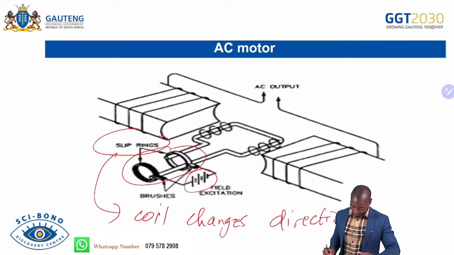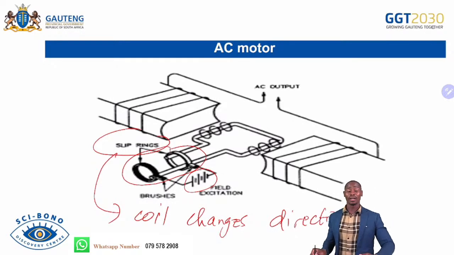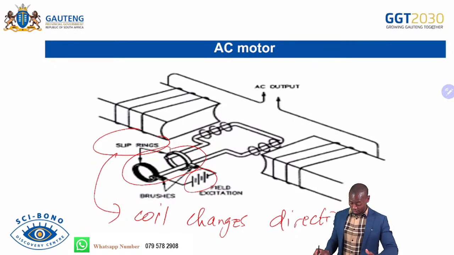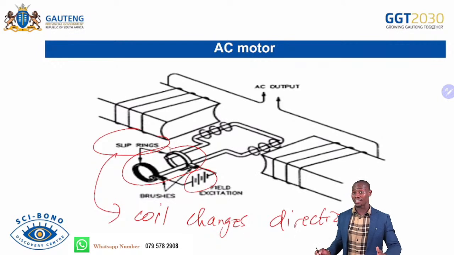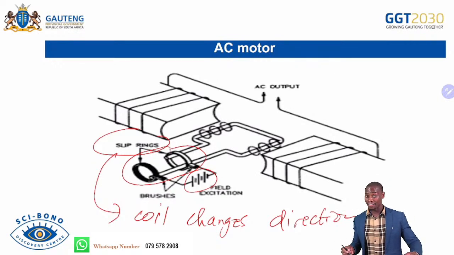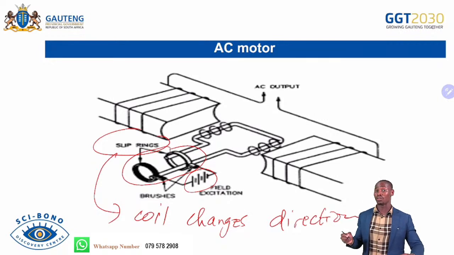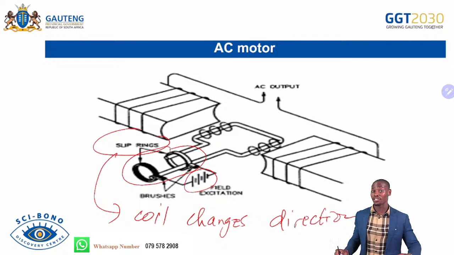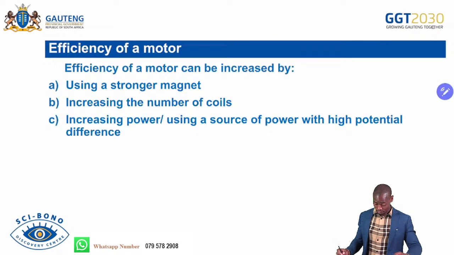So the coil changes direction. Why the coil changes direction when it comes to an AC motor is because of the slip rings. So I hope you can see the difference now that when it comes to an AC generator, the function of a slip ring is to ensure that the current in the external circuit alternates or changes direction. Here, the function of a slip ring when it comes to a motor is to ensure that the coil changes direction. All right. So it's about rotation here.